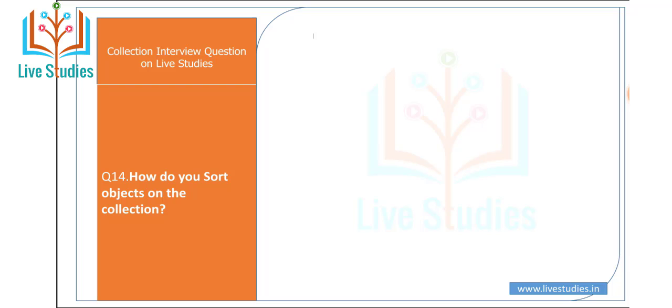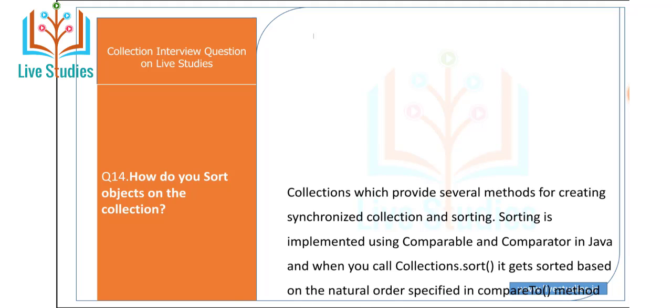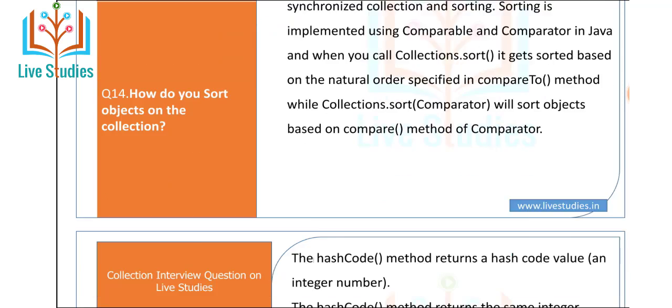Collections and sorting. Sorting is implemented using Comparable and Comparator in Java. When you call the Collections.sort method, it gets sorted based on the natural order specified in the compareTo method, while the Collections.sort with a Comparator method will sort objects based on the compare method of the Comparator. Move to the next question.